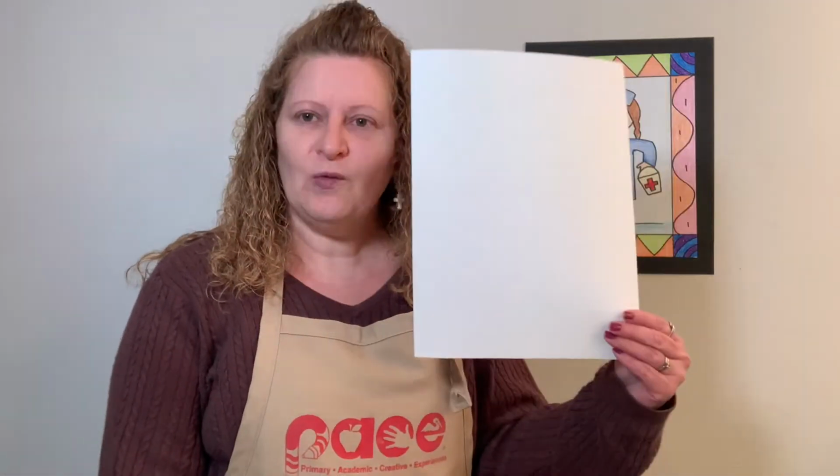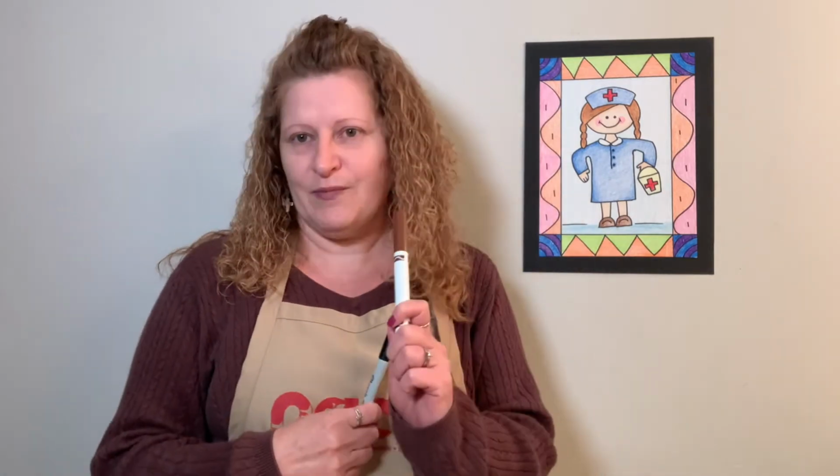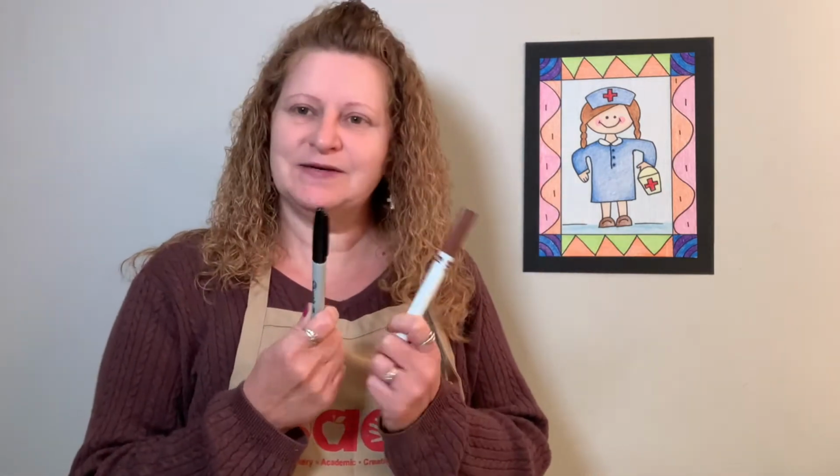The supplies that you will need today will be a white sheet of paper, a variety of crayons, and a black or brown marker. It doesn't matter which one that you use today. We will be using lines, shapes, and colors for our lesson. We will be learning how to create a border around our picture today.